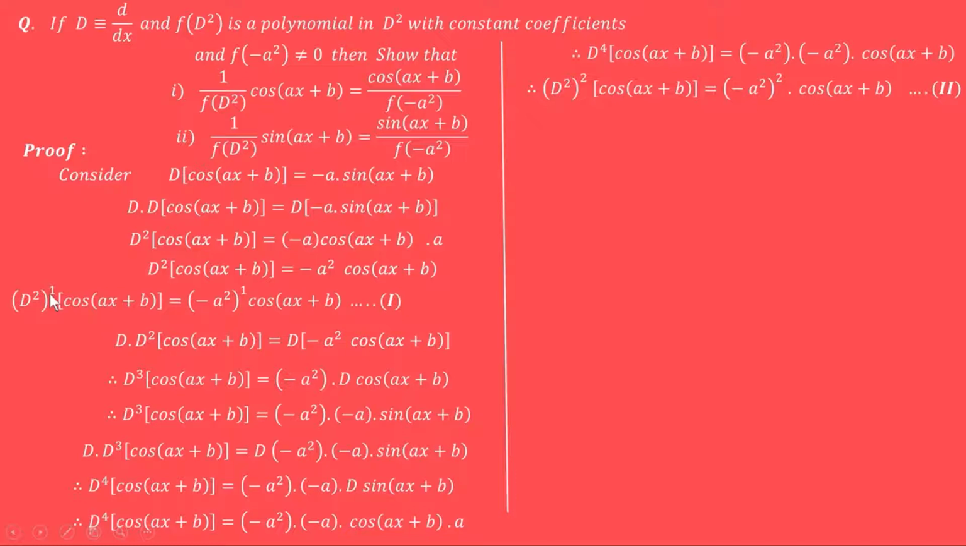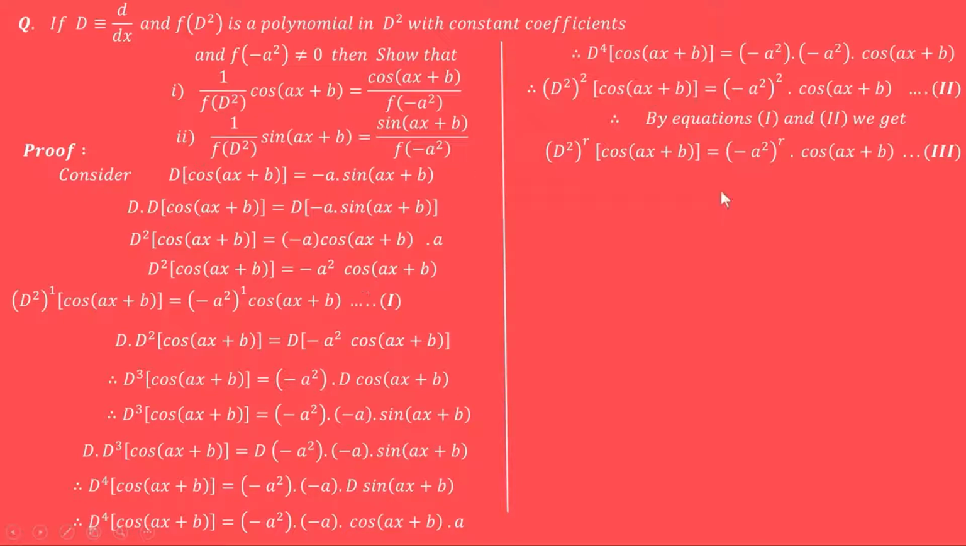Here is D² raised to 1 and here is D² raised to 2, on cos(ax+b), and in the right hand side here is (-a²) raised to 1, here is (-a²) raised to 2 times cos(ax+b). If we continue to find derivatives, we get (D²)^r cos(ax+b) is equal to (-a²)^r cos(ax+b).